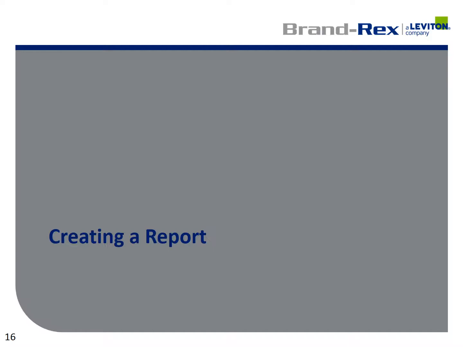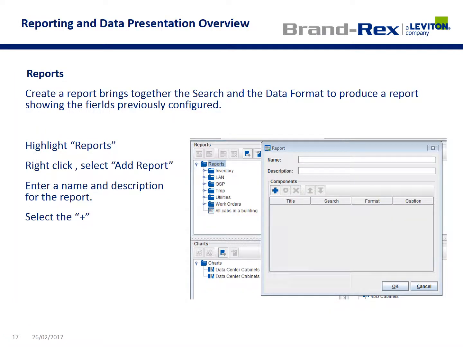Creating a report. The report window is designed to bring together your search and your data format files. So we will highlight the report main root item, right-click and select Add a report. You will see a new window to begin to build your report.